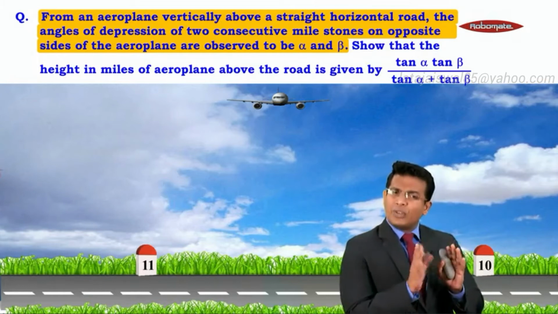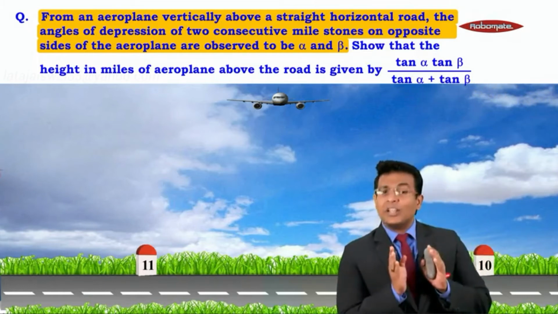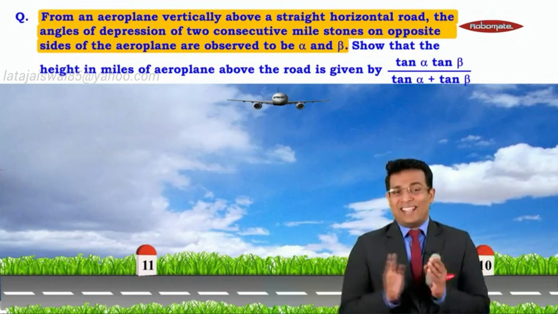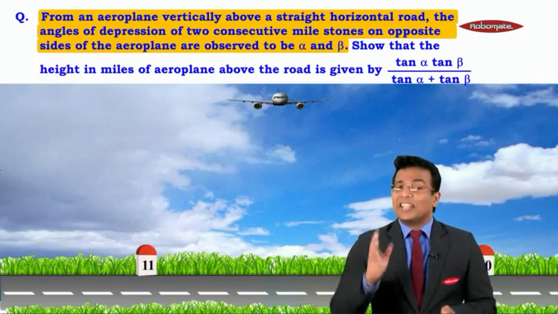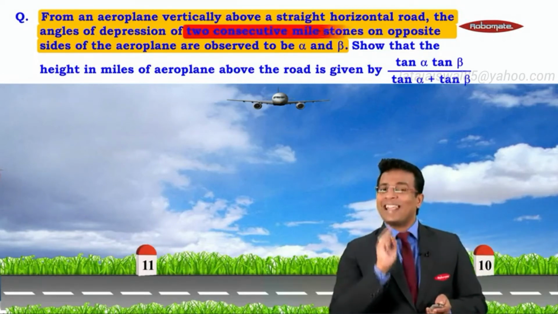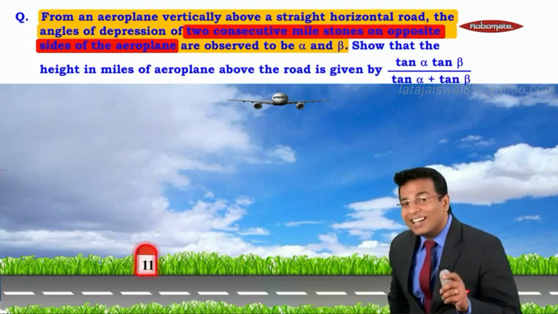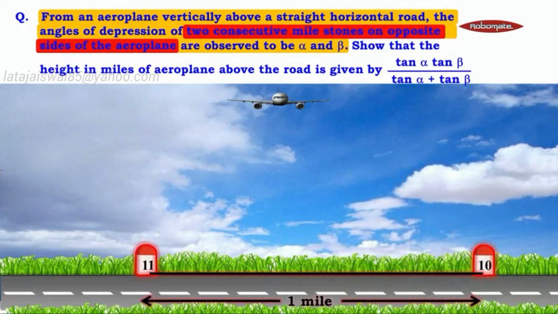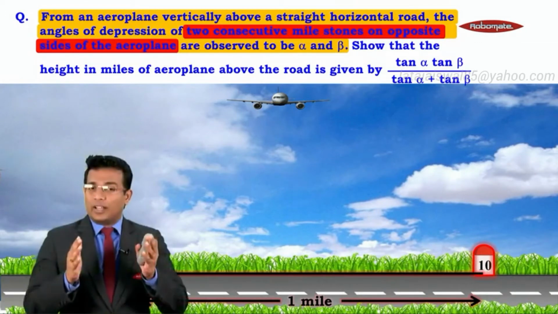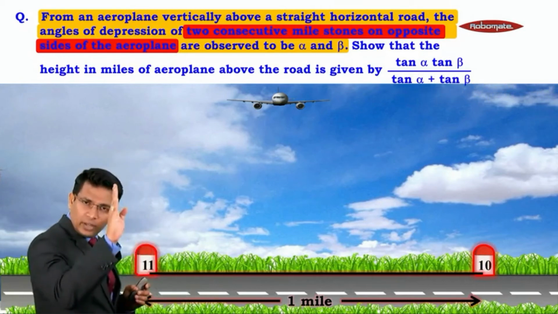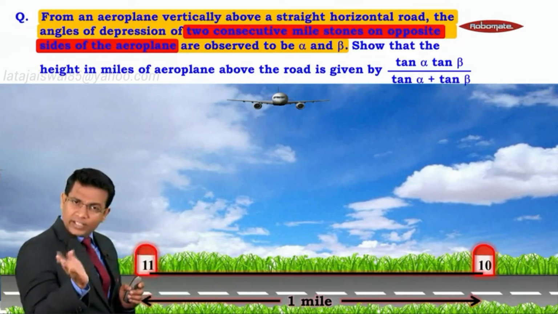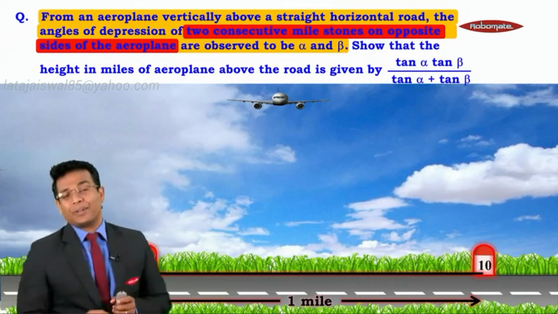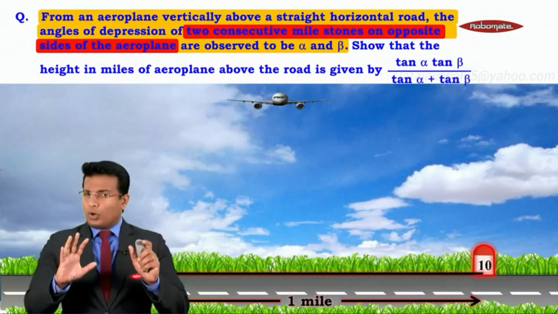For our reference, we have just numbered one as 10, the other one is 11. Since they are consecutive ones, the difference between them would be 1 mile. That is what we have to understand in this particular sum. And they are on opposite sides of the aeroplane. If you observe, the aeroplane is there, one is on this side, the other one is on the other side. Now this is what we had to draw till now.